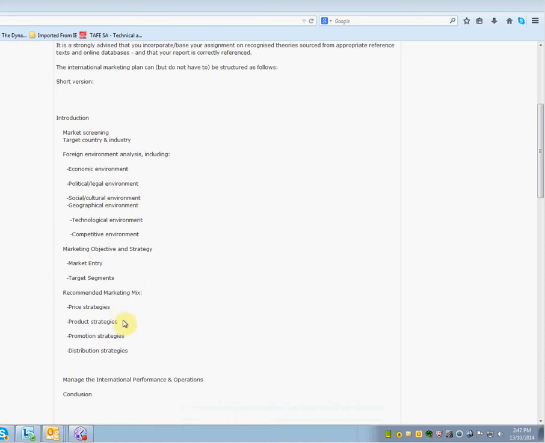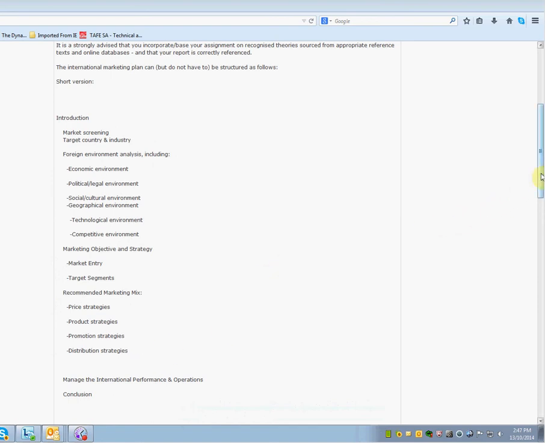Product strategies. What should the product look like? Do you need to translate the labels? Do you need to do a number of things to the product in order to export it? Promotion strategies. If you found a number of legal restrictions on, for example, social media, what will you do instead? And talk also about distribution strategies. How will you actually get your products to the end users?